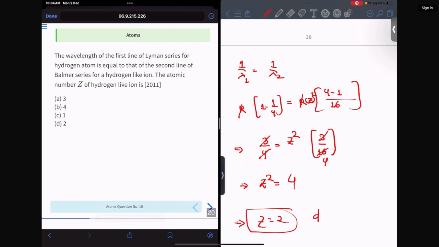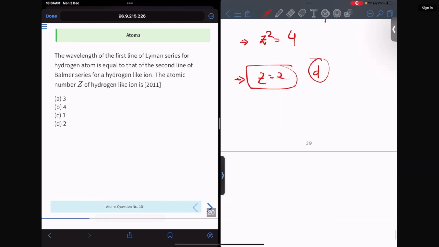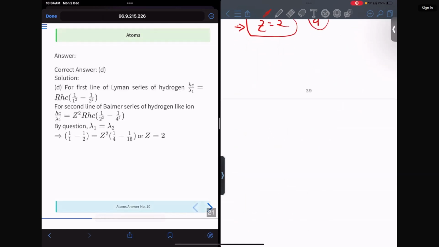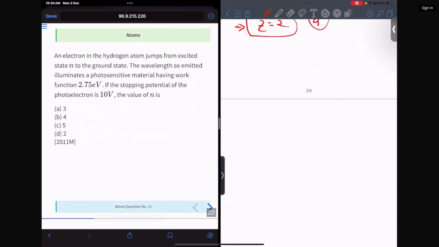Answer is option number D. So this was a helium-like atom. The wavelength of the first line of the Lyman series is equal to the second line of Balmer series, Z will be equal to 2. I hope you understood. So with this, I will move to question number 11.